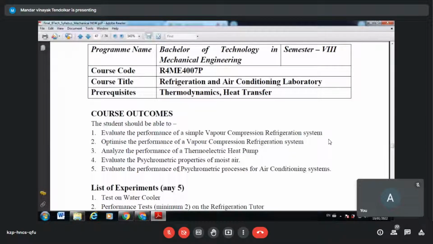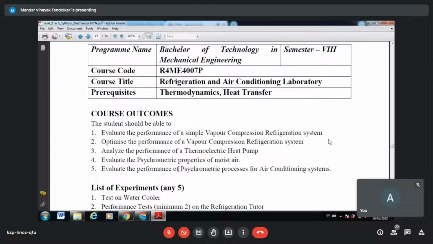So forget about that. Then the fourth is, I replace this. I'm replacing this thermoelectric heat pump by a vapor absorption system. So instead of this thermoelectric heat pump, we will not stop. We will go for the vapor absorption refrigeration. So the third experiment will be a substitute one.